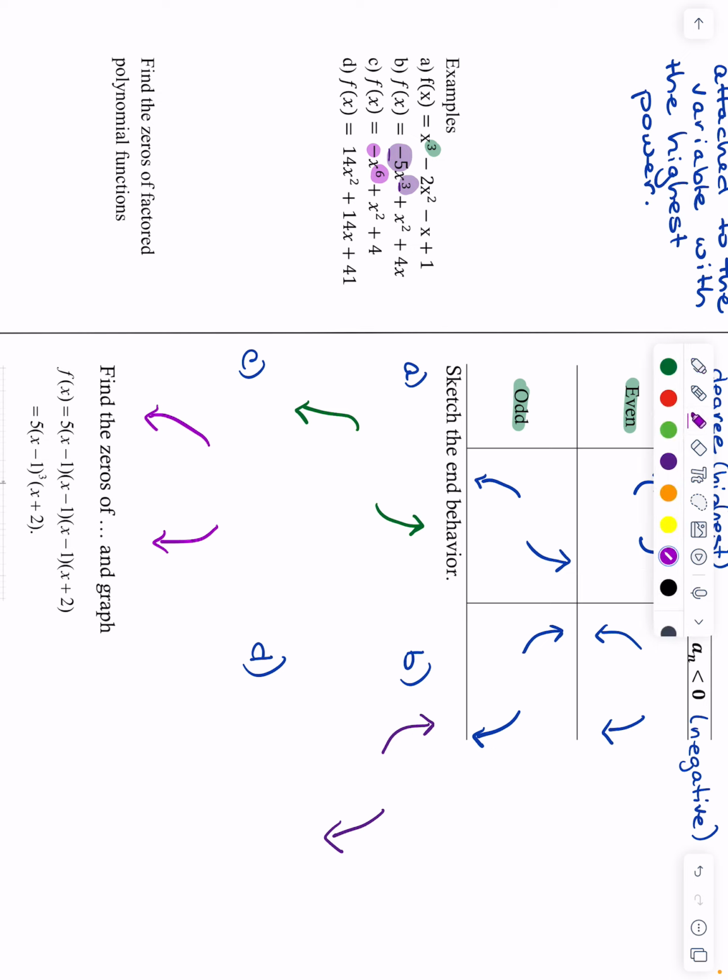And our last one. I have an even degree. This is actually a quadratic. And a positive leading coefficient. I know that means both ends of my quadratic are going up. Okay.